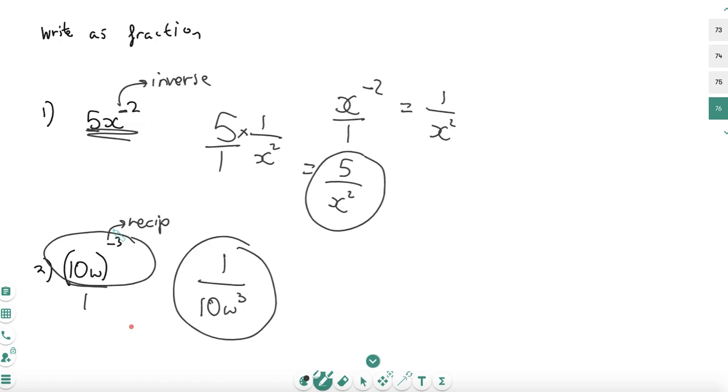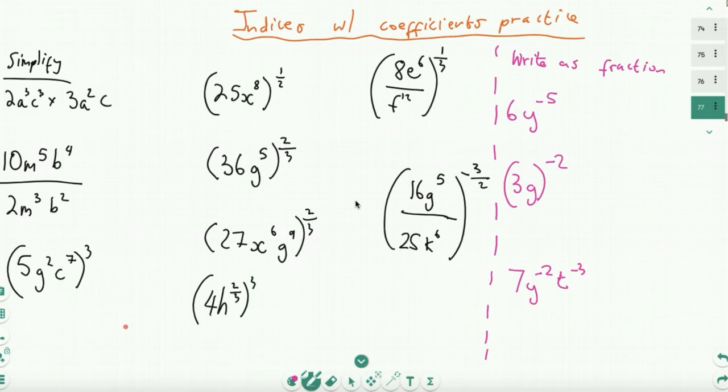On the next page, I'm going to add some questions for you to try, okay? Team, here are some practice questions you can do about simplifying indices with coefficients.